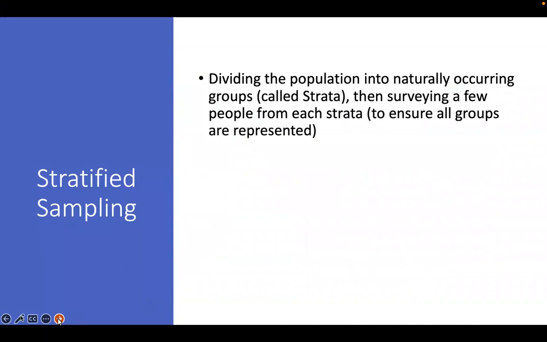Stratified sampling is similar to cluster in that we're dividing people into groups, but with stratified sampling, we're dividing them into naturally occurring groups. So maybe by eye color, blue-eyed people, brown-eyed people, hazel eyes, whatever. Or people who live on numbered streets versus lettered streets versus named streets, naturally occurring things. We call these naturally occurring groups strata. Then we survey a few people from each group, right? So from each stratum. And this ensures that we have all groups represented so that hopefully we stay away from that over or under representation because we're talking to a few from each.